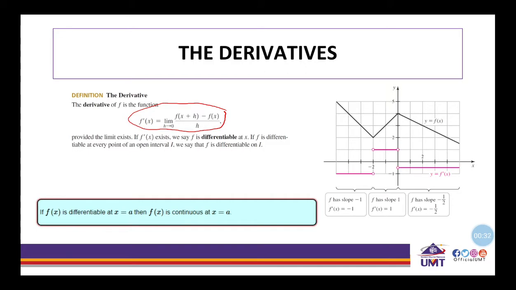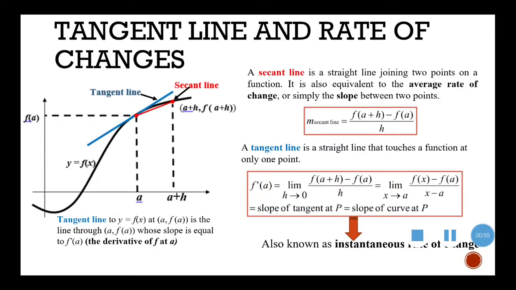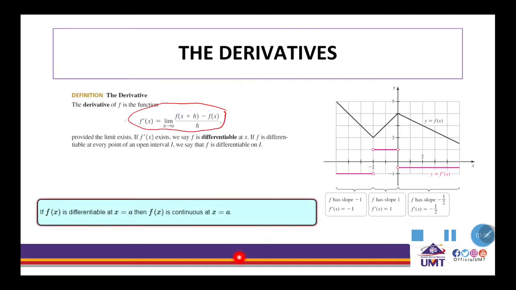Where? Let's go back to the previous lecture. This is the instantaneous rate of change, the equation to find the instantaneous rate of change. Let's go back to the previous equation. Here, it is the same. It is also to find m. It can also be rewritten like this.